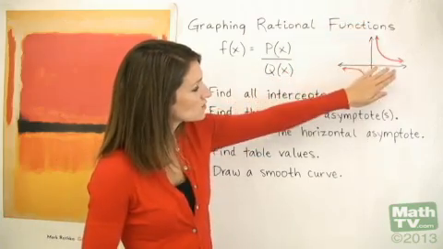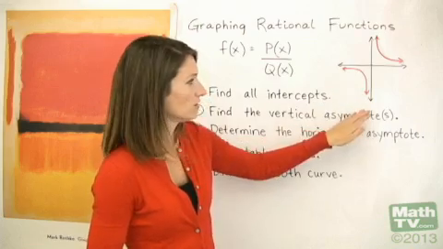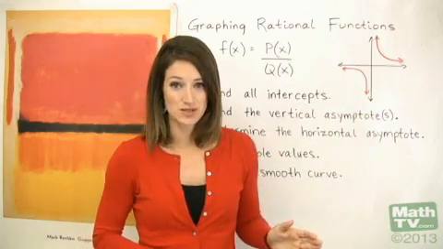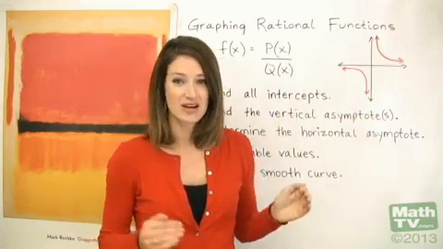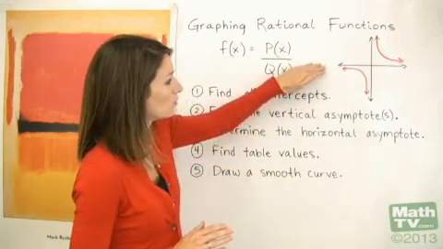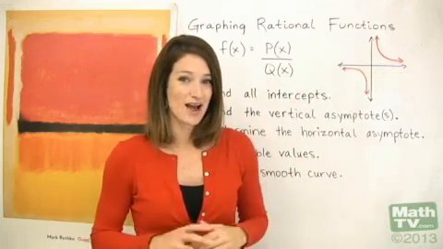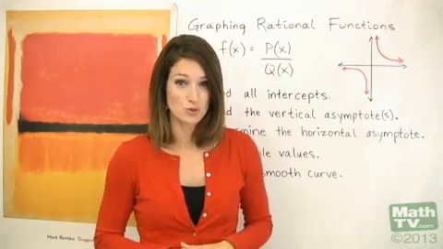So you have two smooth curves, and these curves approach a vertical line called a vertical asymptote, which is the line that they're going to get very, very close to but never cross. And they're also going to approach a horizontal asymptote, which is a horizontal line that the graph gets very close to but doesn't cross as well.